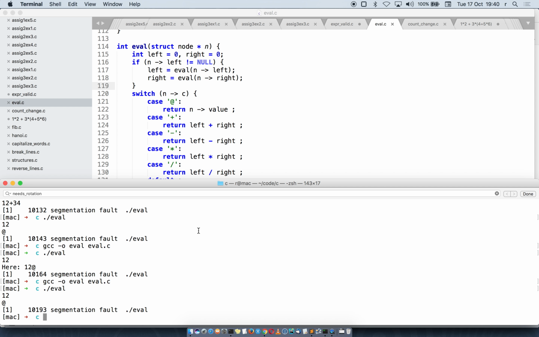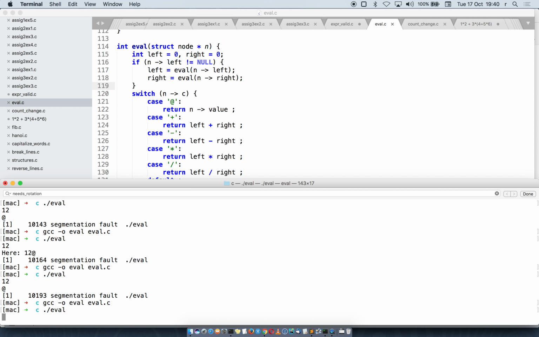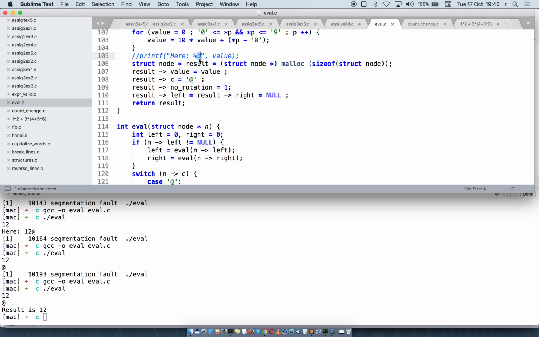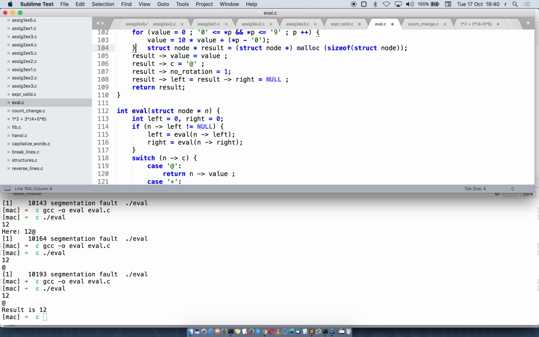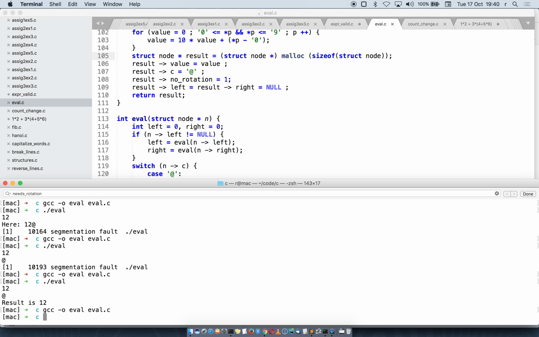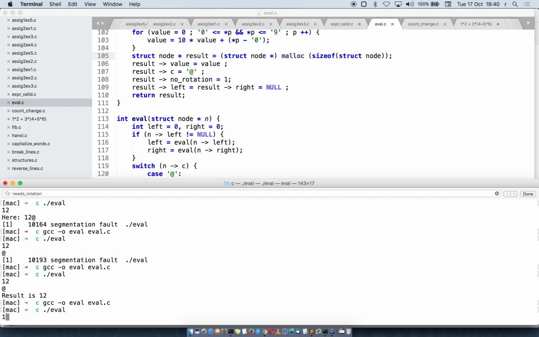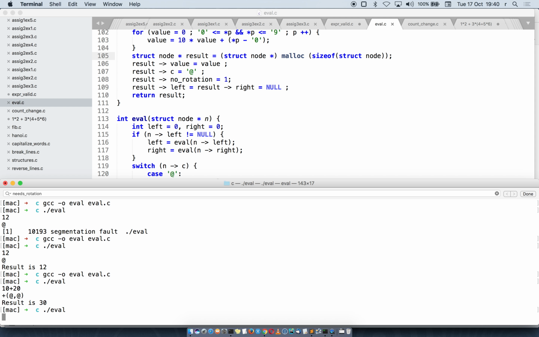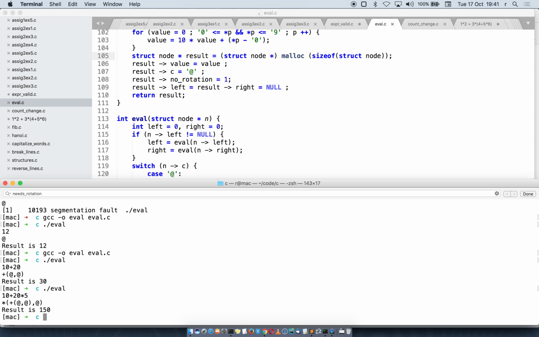That was the reason why we were getting the segmentation error. Okay, so it works for 12. Let me just remove this. So 10 plus 20, 30, yay. 10 plus 20 times 5, 150. Not good.